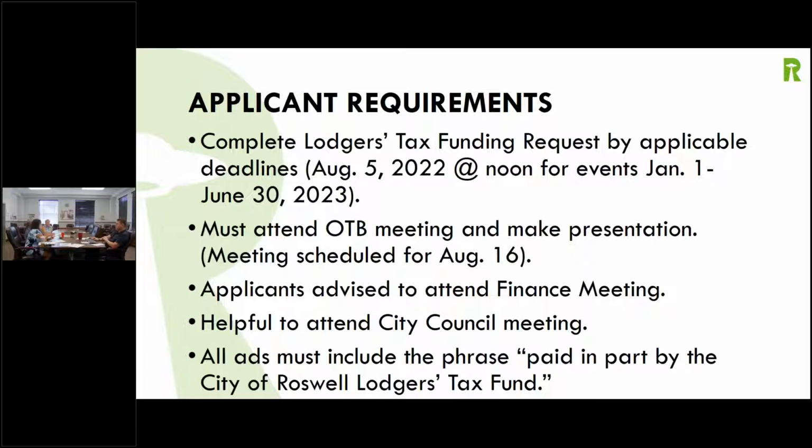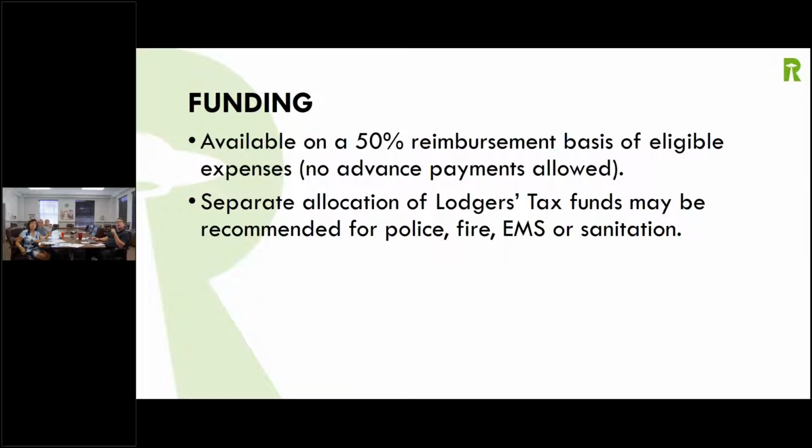All right. Any other questions? All right. Now funding, as we've talked about, that's the reason that we're very specific in that motion text. Available on a 50% reimbursement basis of eligible expenses. There are no advance payments allowed. We do not hand anybody a check and just assume, well, have a great event. They have to give us pretty rock solid documentation that we spent this and we spent it in the appropriate categories. And the categories we're going to look at later on.